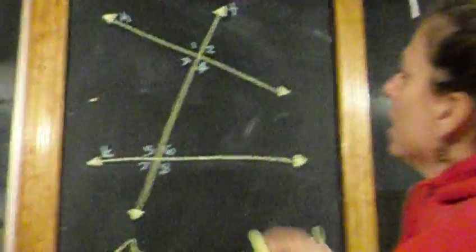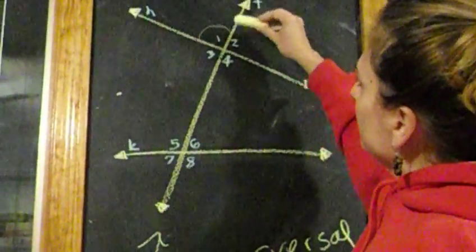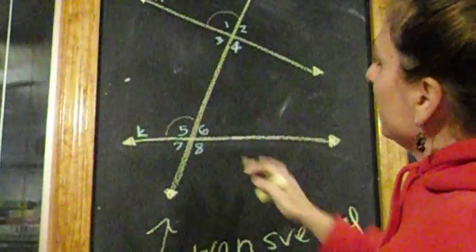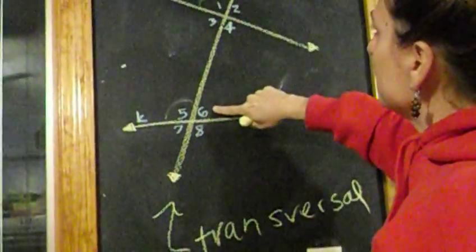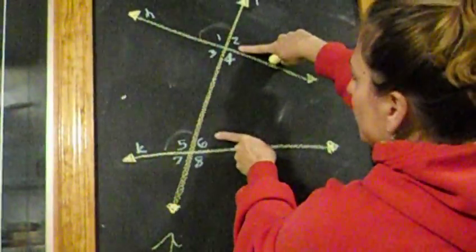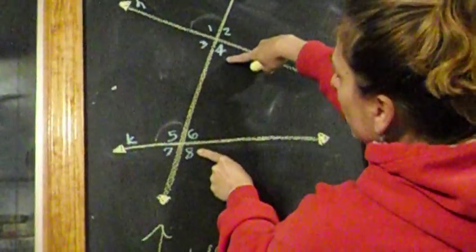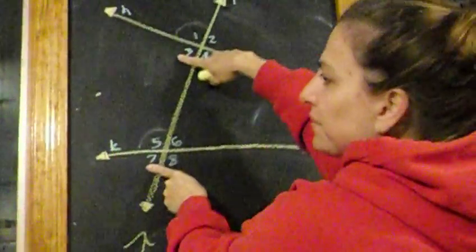Corresponding angles are like examples. Angle 1 and angle 5 are corresponding angles. 2 and 6 are corresponding, these two. 4 and 8 are corresponding, and 3 and 7 are corresponding.